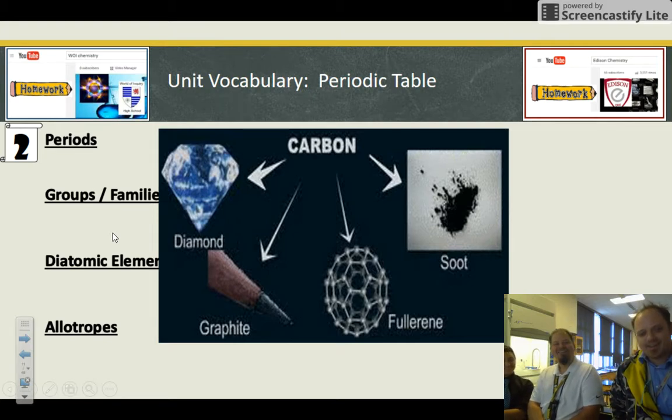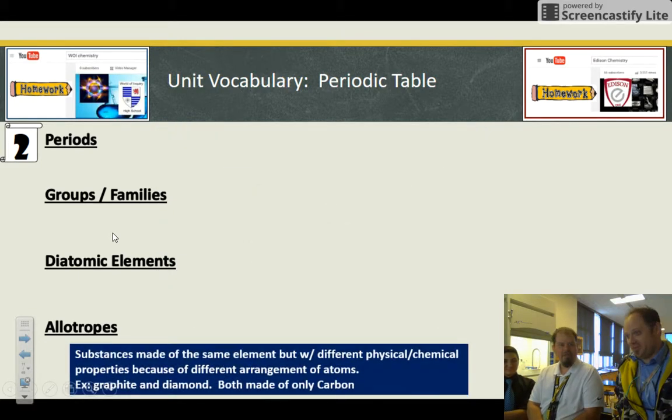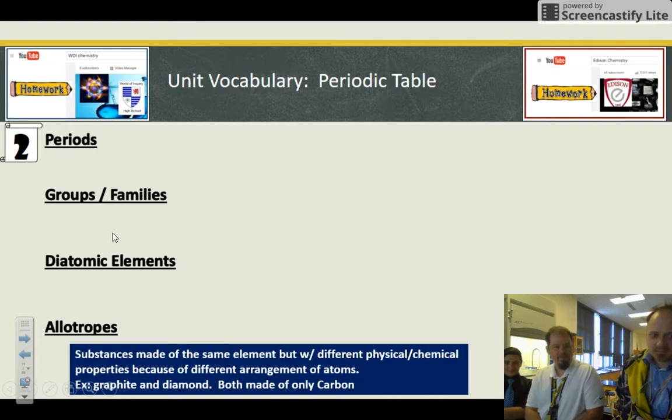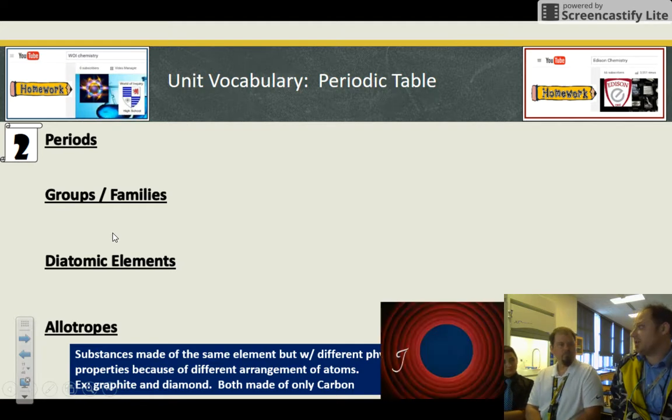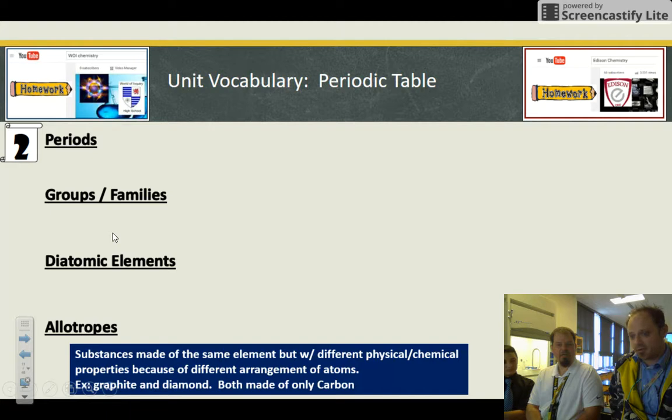Carbon. Here's some allotropes. These things are all made out of carbon, by the way. So the diamonds and graphite in your pencil are made out of the same stuff. Isn't that weird, same but different? So these are substances of the same element, but with different physical and chemical properties because of different arrangement of atoms. Example, graphite and diamond, they're both made of carbon. Exactly. You pack things differently. They react differently. That's right. We did good job.